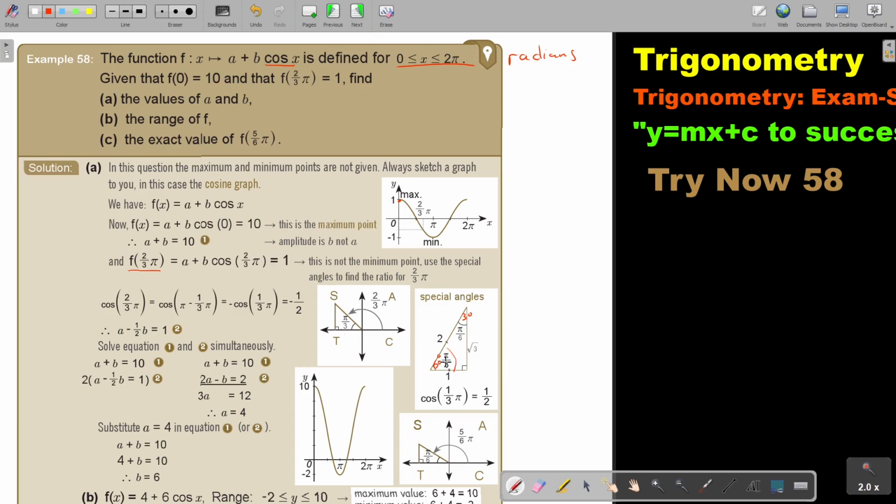Now, I want to show you, if I was having cos 2/3 pi, how would I write it in terms of the cos diagram? I would write it as pi minus 2/3 pi, which is 1/3 pi. But what is cos in this quadrant? This is now in the second quadrant, so if I look at cos, I see cos is negative.